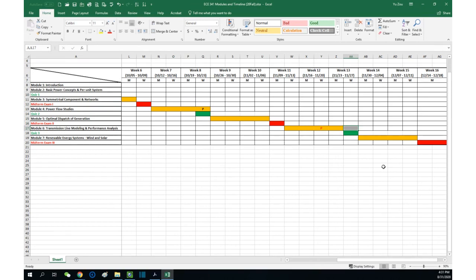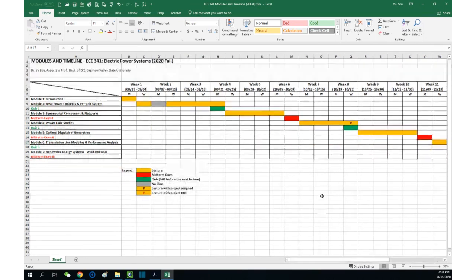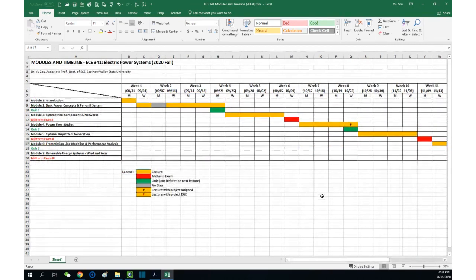So this is the Gantt chart. It basically tells you at least a rough idea about the timeline and the progress. You can always know at any moment through this semester where you're at, what you are learning, and what you're expecting to come. Right? Any questions regarding this timeline? Any concern?